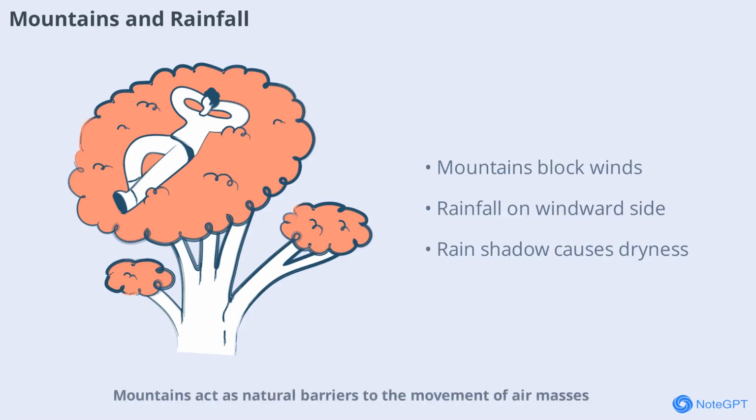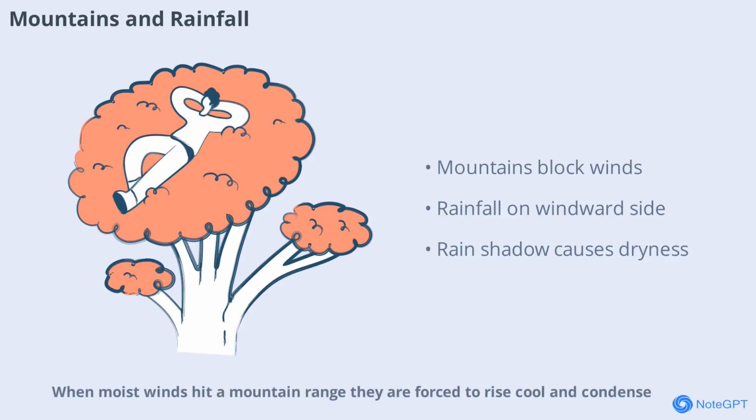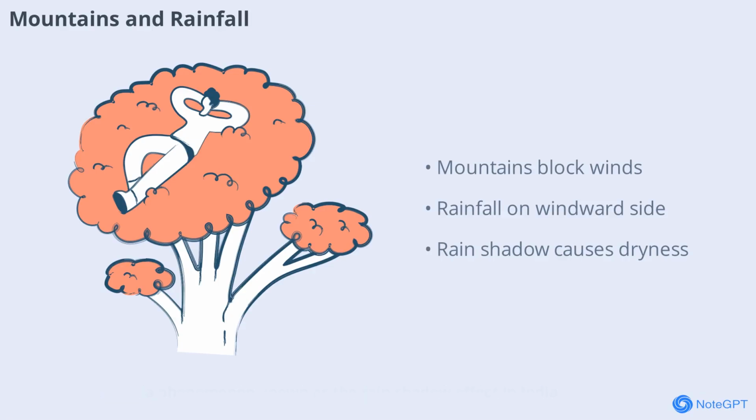Mountains act as natural barriers to the movement of air masses. When moist winds hit a mountain range, they're forced to rise, cool, and condense, resulting in rainfall on the windward side. The leeward side, however, receives much less rain and is often dry, a phenomenon known as the rain shadow effect. In India, the Western Ghats receive heavy rainfall during the monsoon, while the Deccan Plateau, lying in the rain shadow, remains relatively dry. This interaction between mountains and winds is a key factor in the distribution of rainfall.